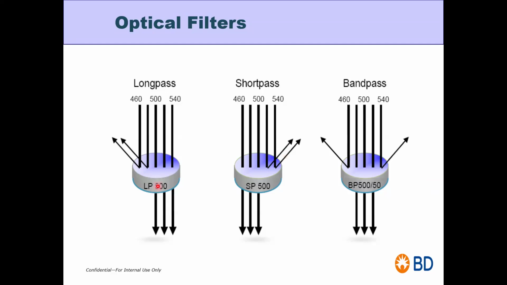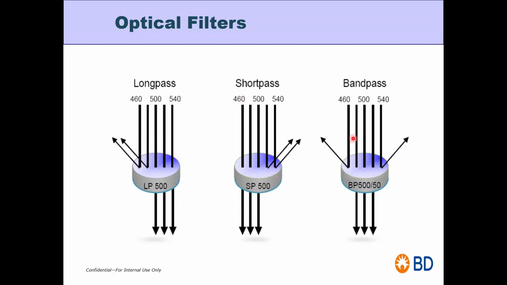So what does long pass mean? Let's say long pass 500: any light which has a wavelength of more than 500, that particular filter will let pass through, transmit through it, and otherwise it will reflect back. The opposite of long pass is short pass. Any light which is shorter than 500 nanometer wavelength, it will let pass through it, and higher wavelength it will reflect back.